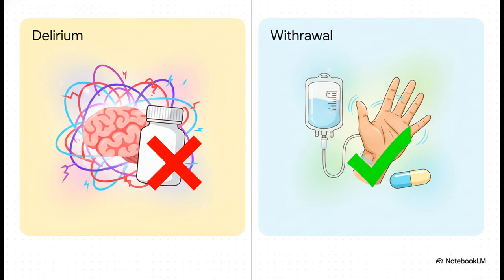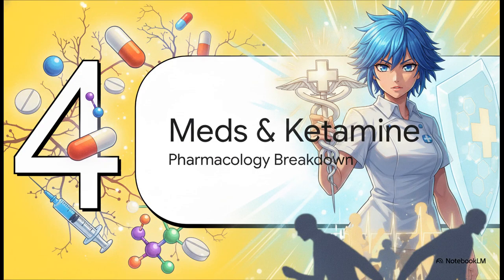So for test day, keep this straight. Delirium means dodge the benzos. Withdrawal demands the benzos. Okay, section 4, antipsychotics and ketamine breakdown. Let's dive into the specific pharmacology and some critical safety warnings you absolutely need to know.